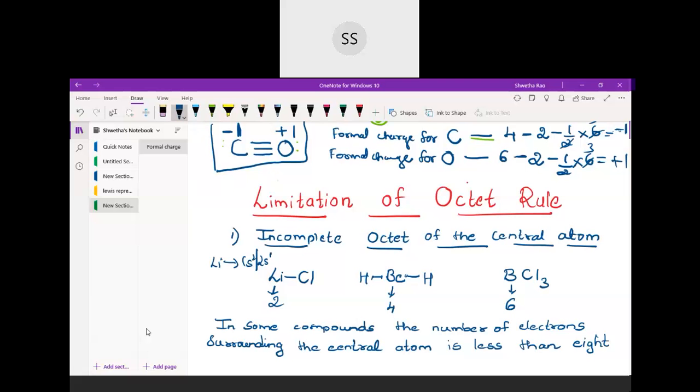The statement I have given below: incomplete octet of the central atom. In some compounds, the number of electrons surrounding the central atom is less than 8. An example is lithium chloride. These are second period elements. You will find that a few of these elements are not able to complete their octet.